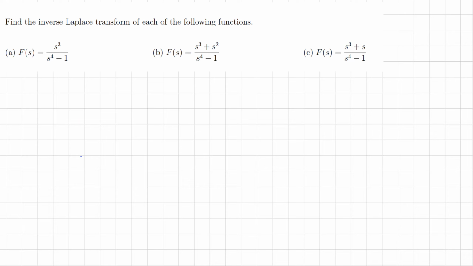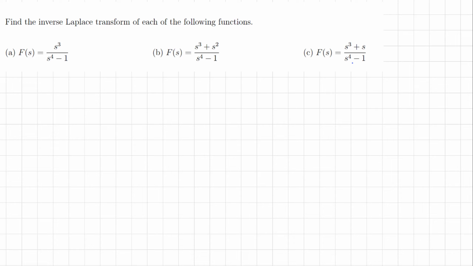We know that when we have s squared plus 1 or s squared minus 1 on the bottom, then we can take the inverse Laplace transform using the table. But these have a fourth power, so we need to do partial fraction decomposition. We might not have to go all the way to linear factors. Out of these, I can see part C is the shortest or easiest.